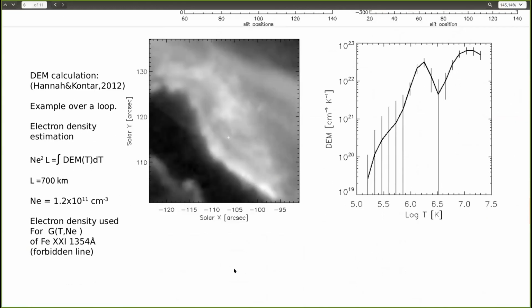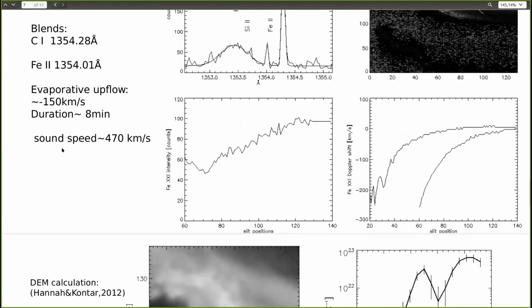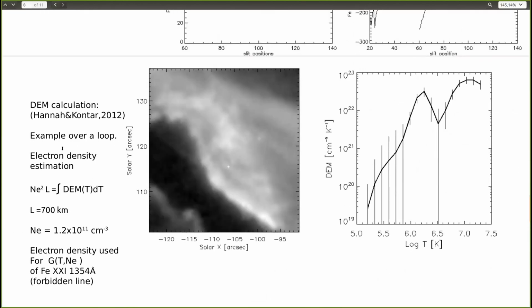And now let me tell you the problem, that this line is a forbidden line. So the contribution function depends on the electron density. So in order to have an estimation of the electron density independent from the line, we computed from the AIA images the differential emission measure. Here you have the ribbons. This is an image of the emission measure derived from this differential emission measure calculation. Here is an example. Here you have the units of the differential emission measure, the temperature in logarithms, and from the integral of this quantity, you can estimate an electron density of 10 to the 11th per cubic centimeter.